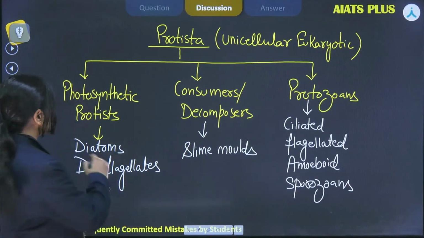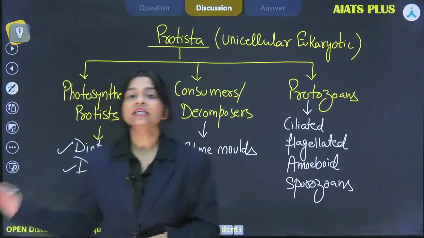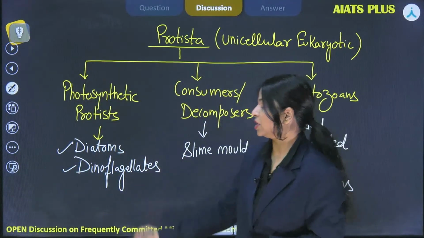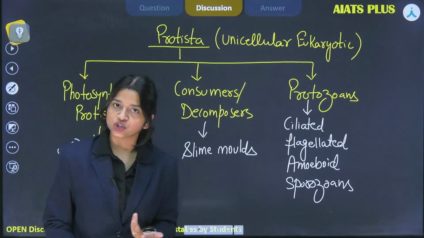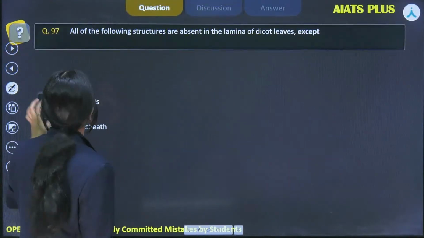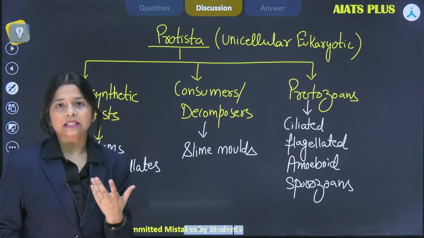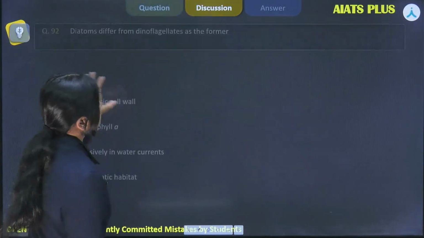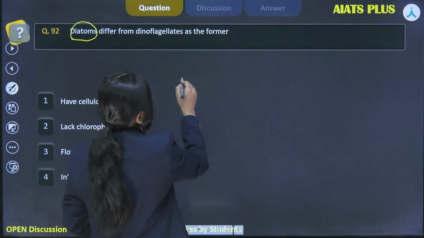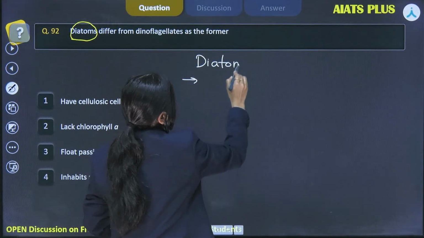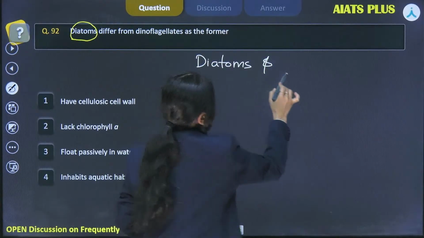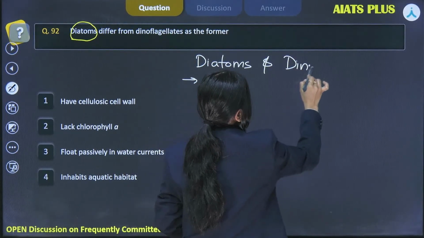We have to focus on these two, that is the diatoms and dinoflagellates. Now we have to see what are the characteristic features, okay? So I will be discussing some common characteristic features over here. So first of all, diatoms and dinoflagellates.